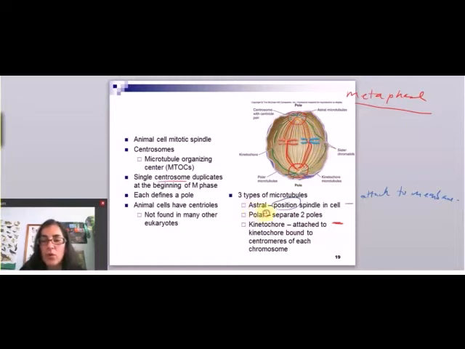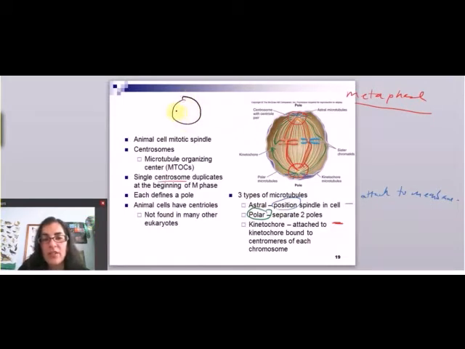These are called polar microtubules, and what they're going to do is push against each other. So this one and this one are coming from opposite ends. They can push against each other, and as they push against each other, they're going to stretch the cell.